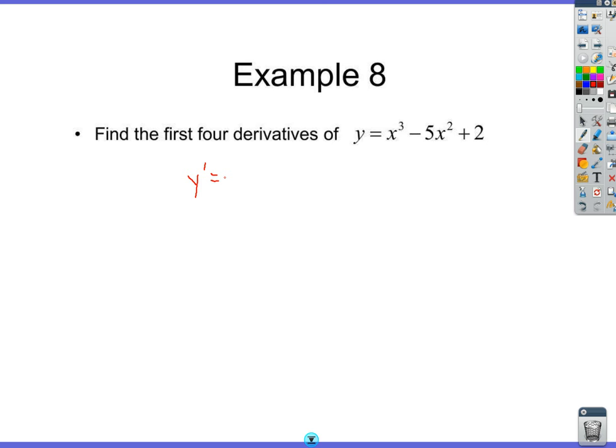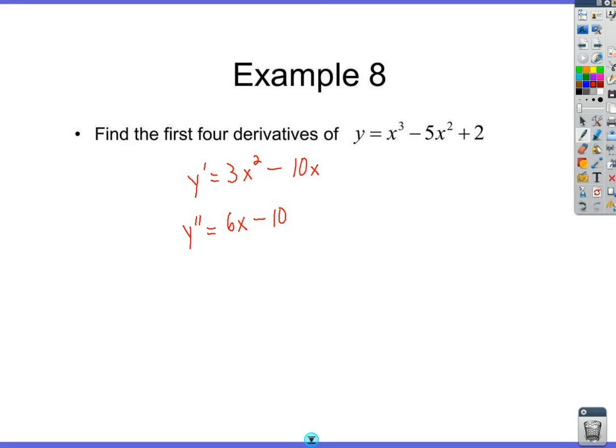So let's just do this. It's a power rule. So it's 3 times x, 3 minus 1 is 2, to the second power, minus the 5x squared, so 2 times 5 is 10, x to the first power. Cool. Y double prime is equal to 2 times 3, that's 6x, not x squared, 6x minus 10.